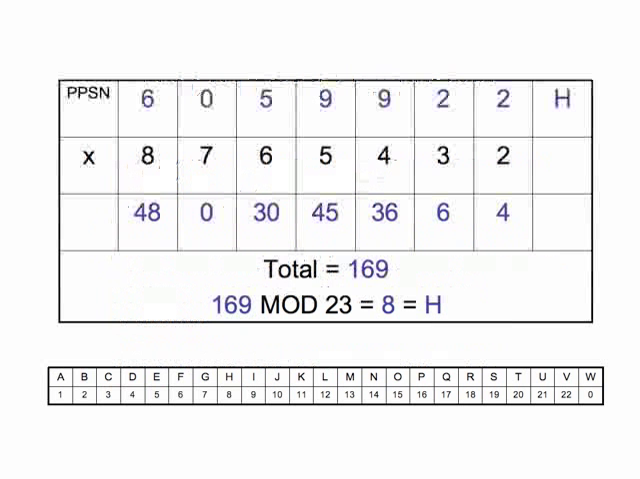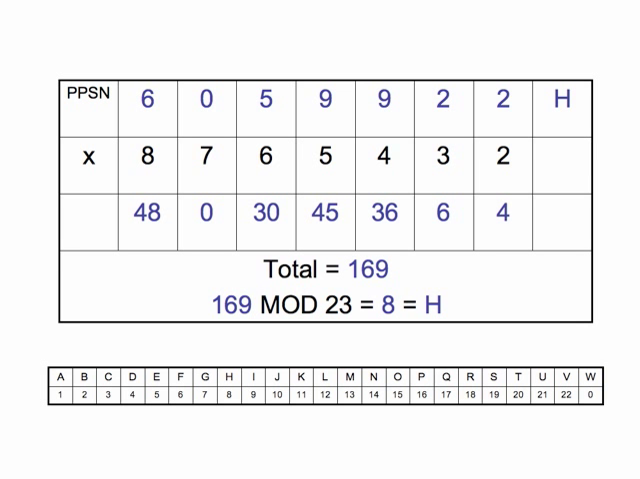Although this algorithm is different from the ISBN number, you can see there's the same kind of process at work. Here the first digit gets multiplied by 8, the next one gets multiplied by 7, the next one by 6, the next one by 5, and by 4, and by 3, and by 2. We take those products and add them all up together for a grand total. And then we do a mod 23 of that total. And in this case, that gives us 8.